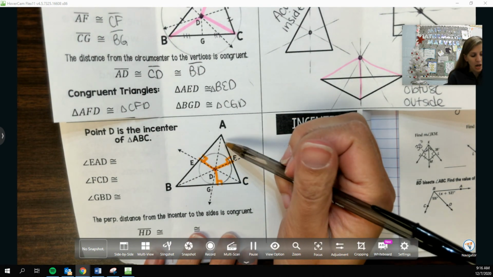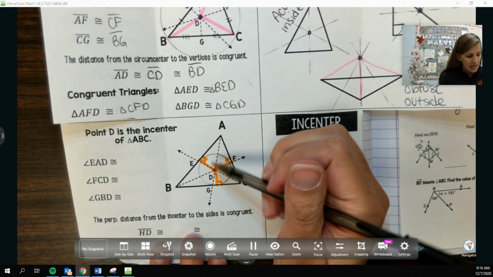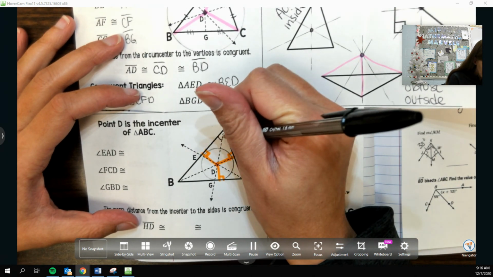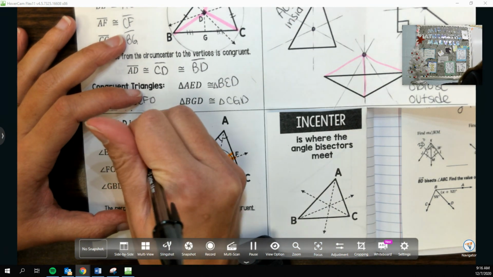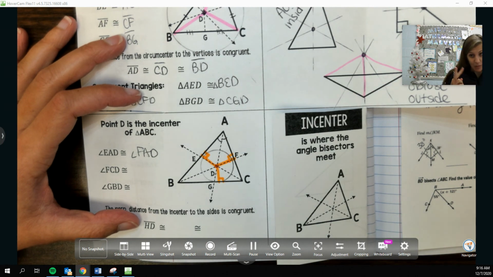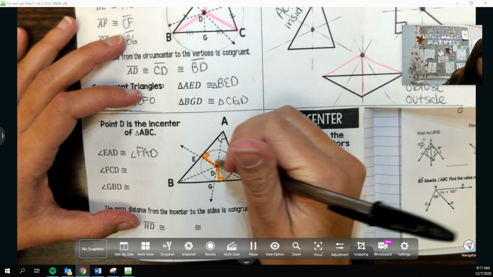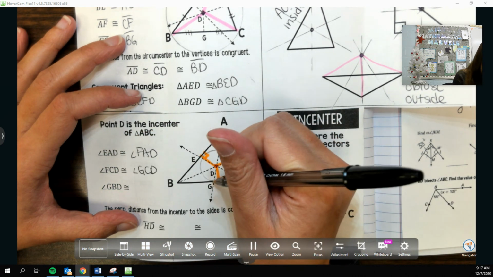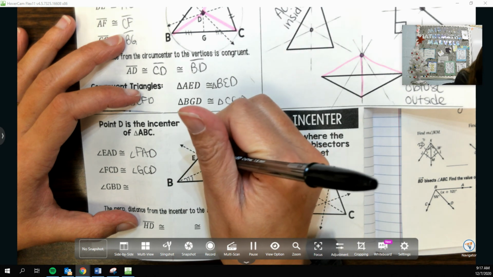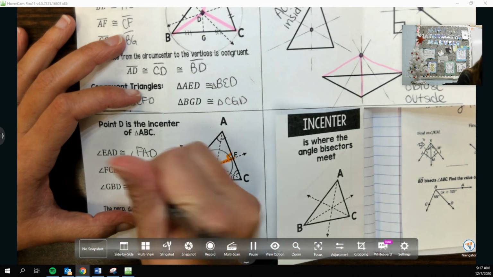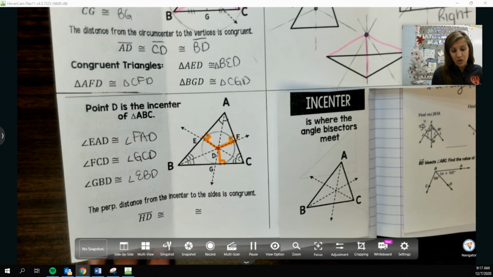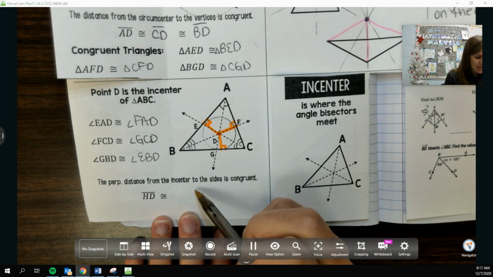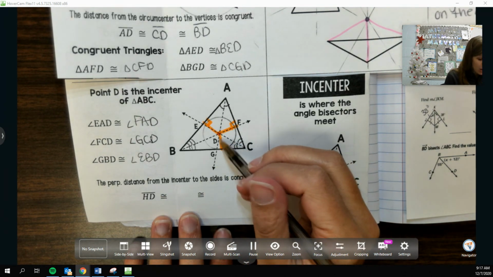So again, because the incenter is made up of the lines that are angle bisectors, that means that angle EAD is congruent to angle FAD, because again, angle bisectors cut an angle in half. Angle FCD would be congruent to angle GCD. And then angle GBD would be congruent to angle EBD, because again, we're talking about angle bisectors. So when all the angle bisectors are drawn, we get the incenter, which is point D. And if we walk that perpendicular shortest distance from the incenter to the sides, then all those measures are equal.